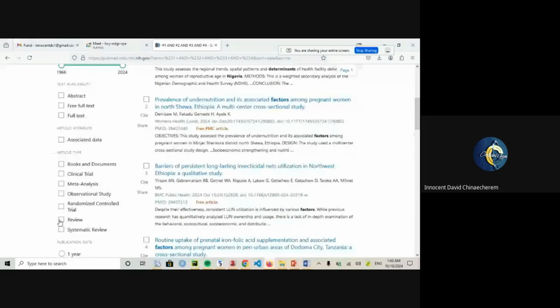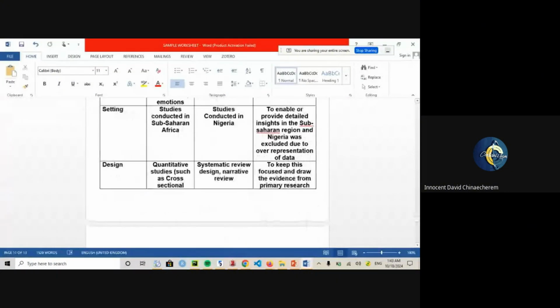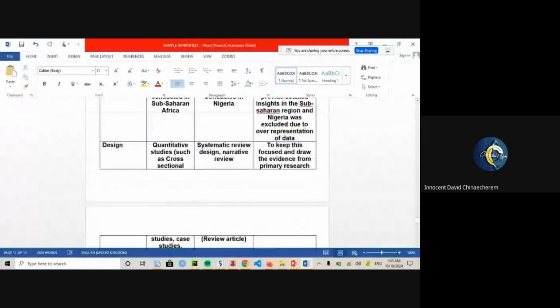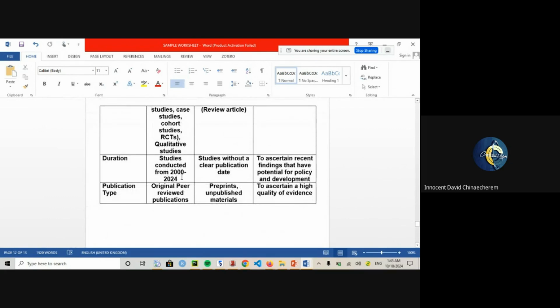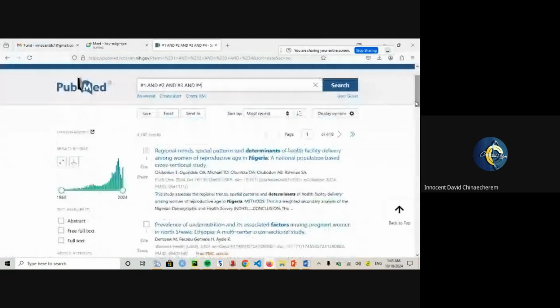previous session, when we talked about managing search results, we talked about the use of search filters. Here we said exclusion. And when you look at my inclusion and exclusion criteria here, it was already clearly stated that I'm going to include quantitative studies and qualitative studies, as well as observational studies and all that. But I'm not going to be interested in systematic reviews and all that. I also made it clear that I'm only interested in studies conducted between 2000 to 2024. I'm only interested in peer-reviewed publications. So in that scenario, I'm going to apply that to my search results here.